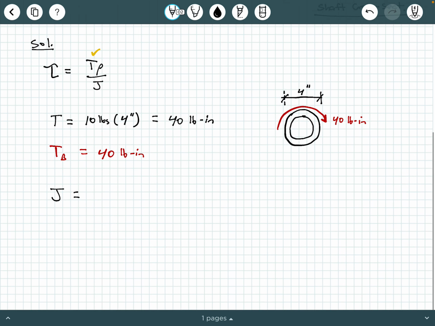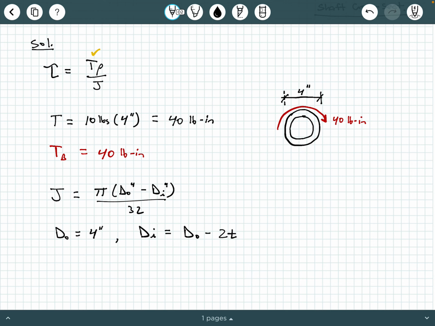So for a hollow circular section, the polar moment of inertia formula is going to be pi times the outer diameter to the fourth minus the inner diameter to the fourth, all over 32. Now, we know that the outer diameter is 4 inches. Now, we can easily calculate the inner diameter as the outer diameter minus 2 times the wall thickness.